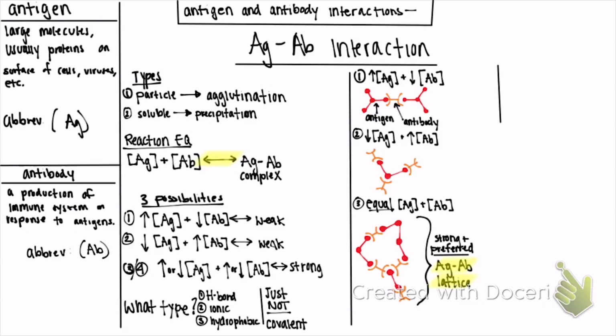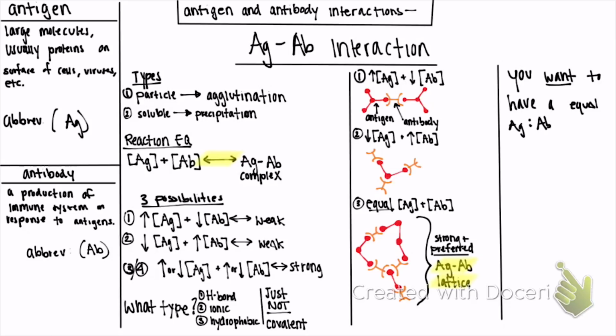So basically you want to have an equal antigen to antibody ratio. The ratio is a really important part because you don't want to have too many antibodies to antigens or too many antigens to antibodies. You want a perfectly equal concentration, which produces the antigen-antibody lattices. That's the key point of the interaction between the two and what the two are.